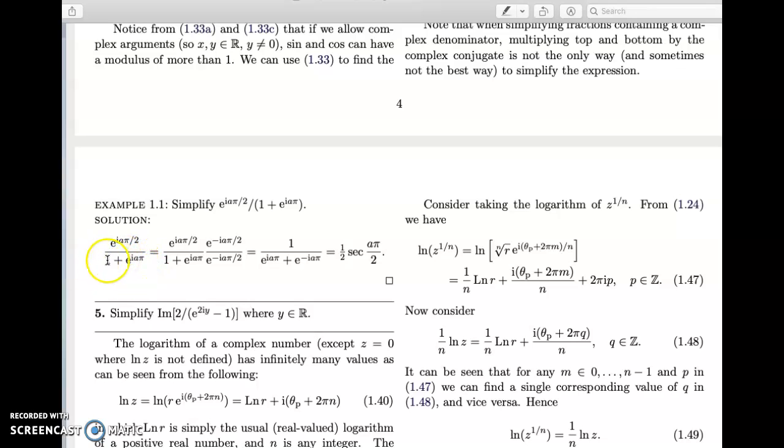We've got a complex expression here. If we were to multiply top and bottom by the complex conjugate, we'd have quite a lot of algebra to do. We'd have to multiply top and bottom by 1 plus e to the minus i a pi. So there's another way. We can actually multiply top and bottom by this. Now, why are we doing that? We multiply top by e to the minus i a pi over 2. Well, we're doing that because then on the bottom we end up with this expression here.